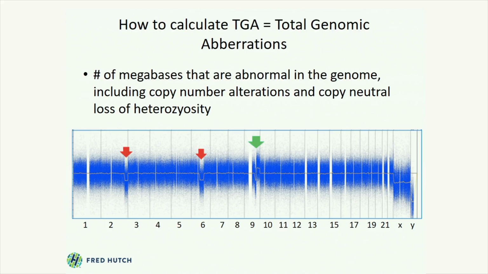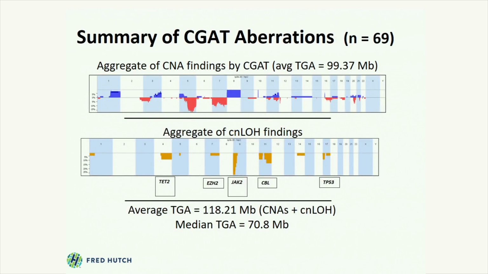So we've already gone through how to do a CGAT. Now, I'm going to go through briefly how to calculate total genomic aberration scores. Here, we take that same CGAT data. We take the number of megabases that are abnormal in the genome, including both copy number alterations as well as copy neutral loss of heterozygosity. We give it a score. We add it up. The summary of our findings in our 69 patients is that, luckily, this actually represents MDS patients very well. A lot of our patients had that 5q deletion, monosomy 7, trisomy 8.